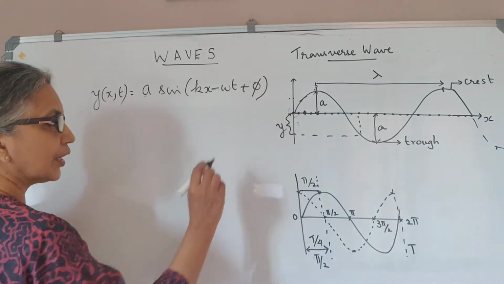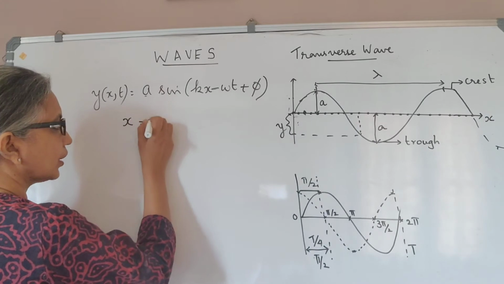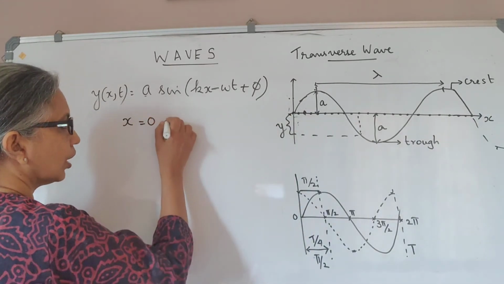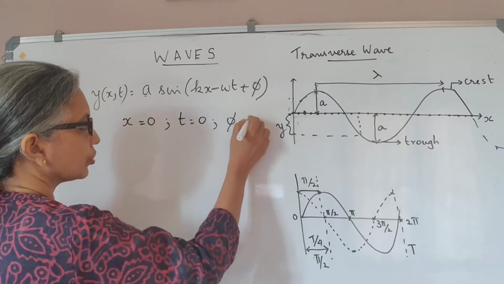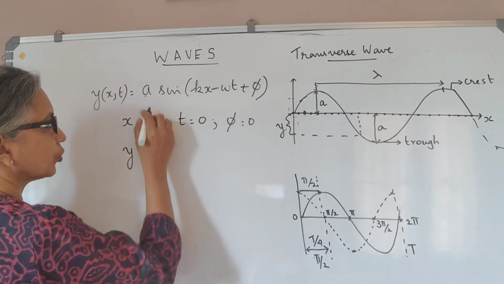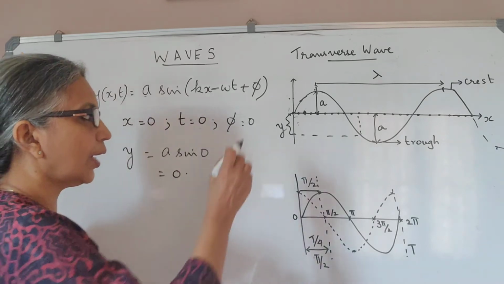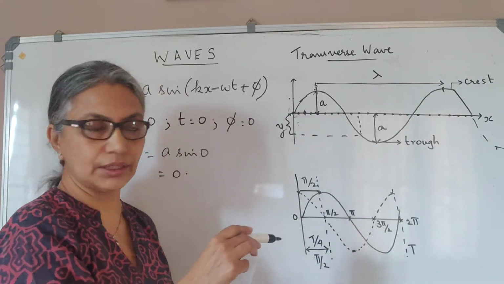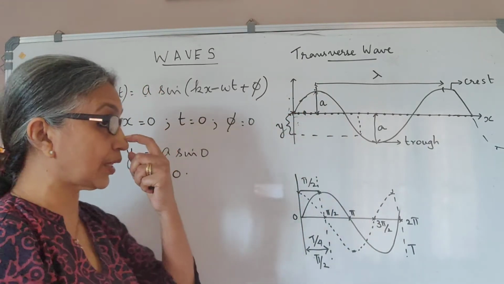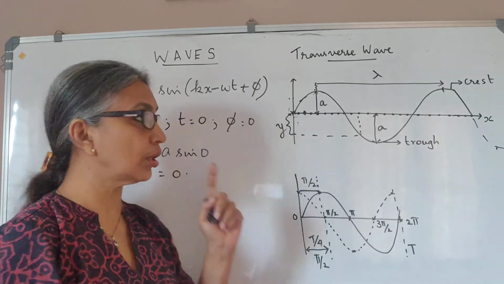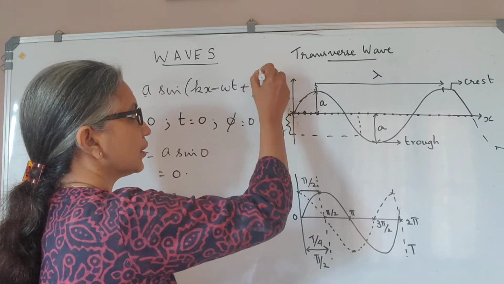So here if I take phi equal to 0, and we are looking at a particle at the origin, we know x is 0 at time equal to 0, and if phi equal to 0, then y is going to be a sine 0, which is simply 0. That means a particle at the origin at time t is expected to have 0 displacement from the mean. It is supposed to be at the mean position at time t equal to 0, in which case the phase constant is 0.